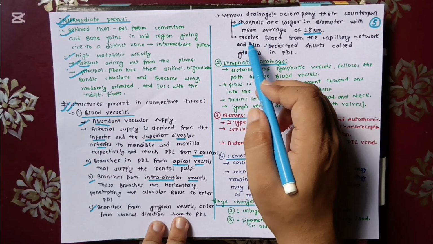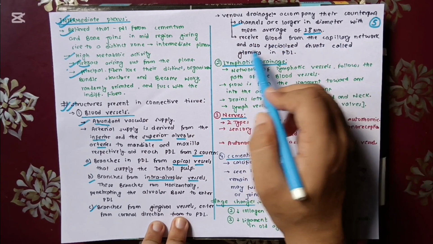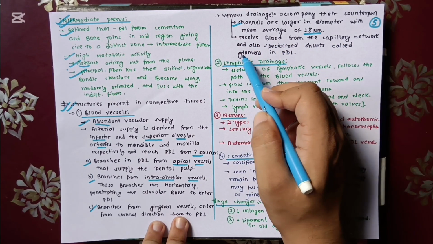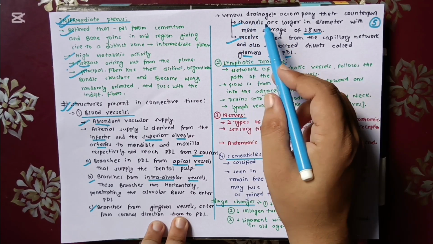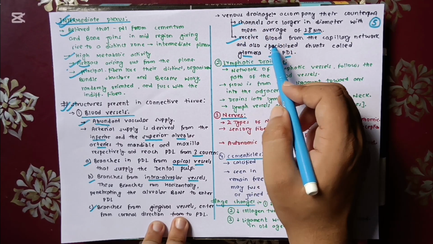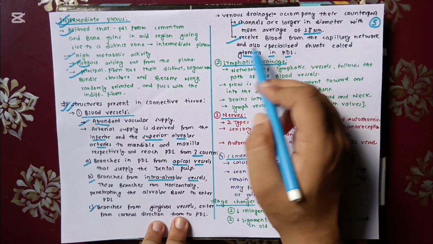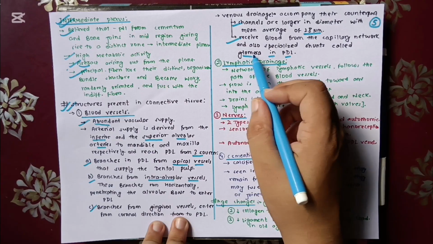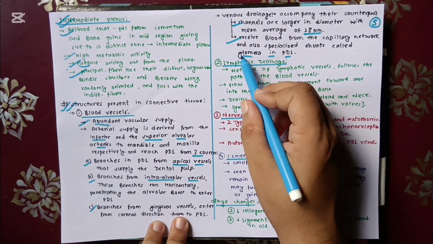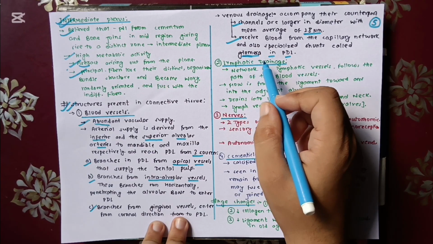After that, in another point, they receive the blood from the capillary network and also a specialized shunt called glomeruli in the periodontal ligament. So those venous drainage vessels just drain the blood from the capillary network, and those capillary networks have a specialized name, and that is called glomera. Okay, glomera is a specialized name.